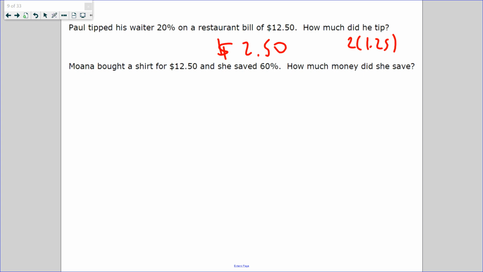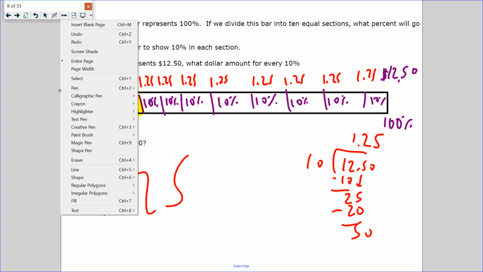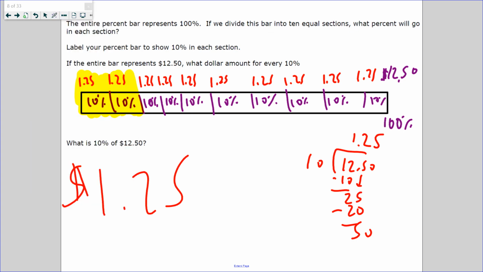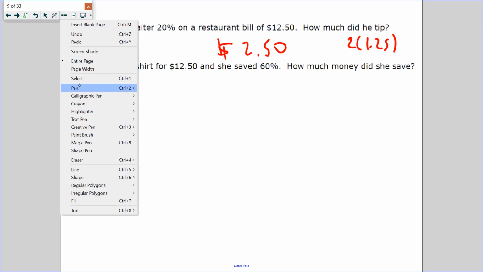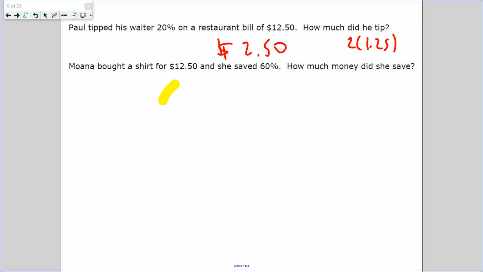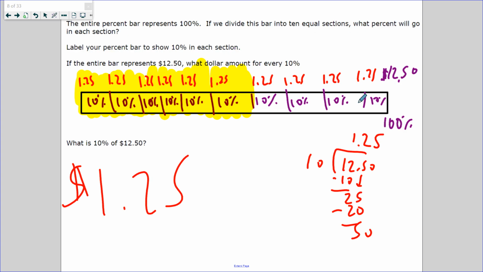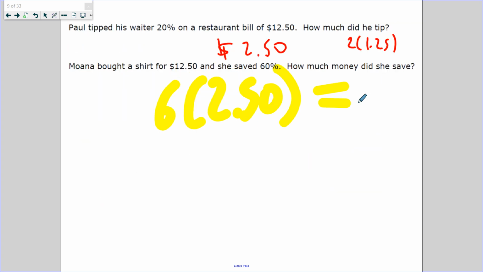Mona bought a shirt for $12.50 and she saved 60%. How much money did she save? So she saved 60%. So 10, 20, 30, 40, 50, 60. But this is how much money she saved. So every 10% you save $1.25. So 6 groups of 250 equals what? Wait, stop. 6 groups of $1.25. My bad.